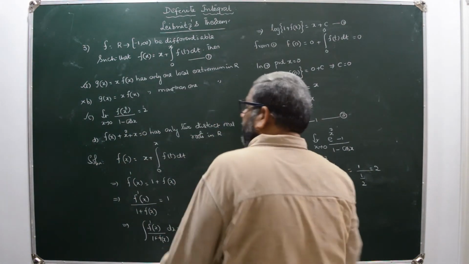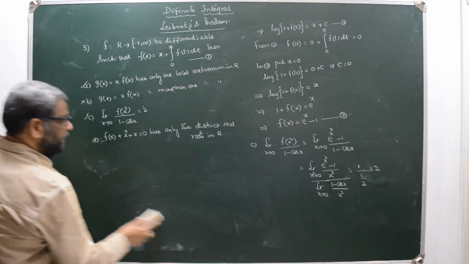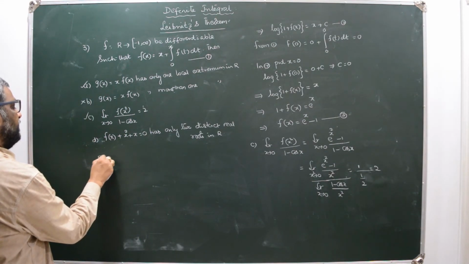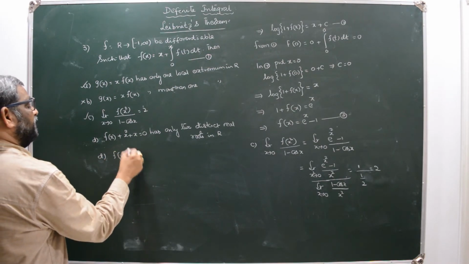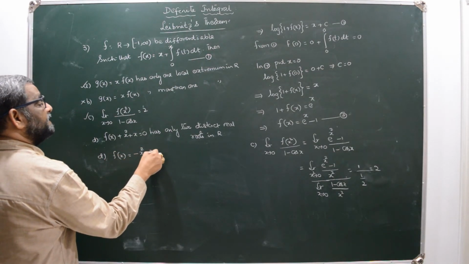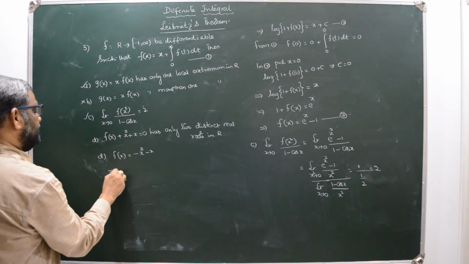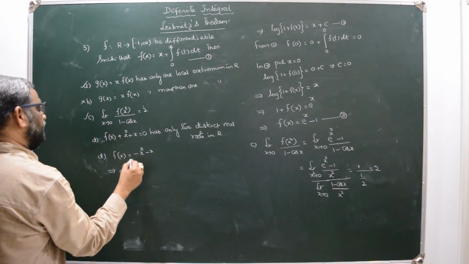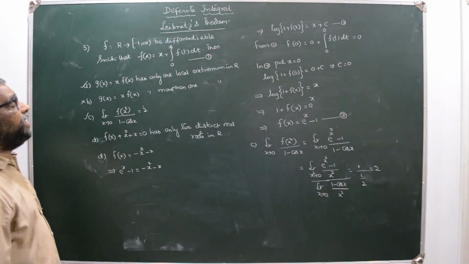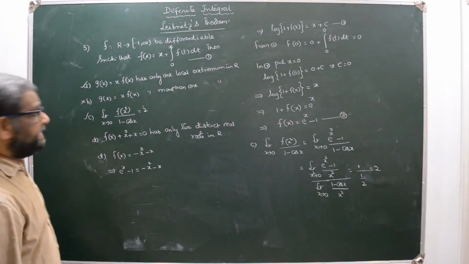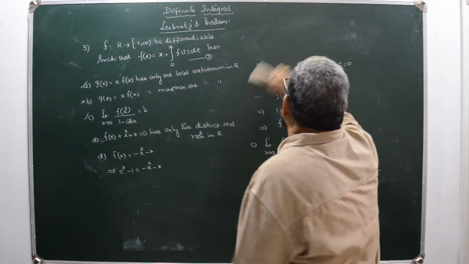Now I look into the fourth option. I'll go to the fourth one. What is the fourth option? D. f of x is equal to minus x square minus x has only two distinct roots. What is f of x? That implies e power x minus 1 is equal to minus x square minus x, has only two distinct roots in R. For this, we'll draw the graph. First of all, we'll consider two graphs here.